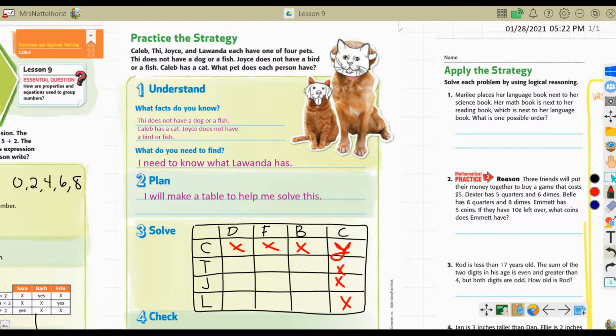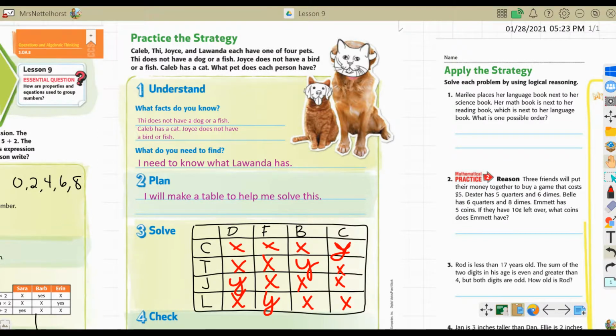Okay, so now Ty does not have a dog or a fish. So let's put an X for dog and an X for fish in Ty's row. So he has to have a bird. So I'm going to put a Y there, and then I'm going to X it out for Joyce and Lawanda because they can't also have birds. Okay, now Joyce does not have a bird or a fish. We already know Joyce doesn't have a bird. So now we know she doesn't have a fish, which means she has to have a dog. Which means Lawanda cannot also have a dog, and nobody has a fish except Lawanda.